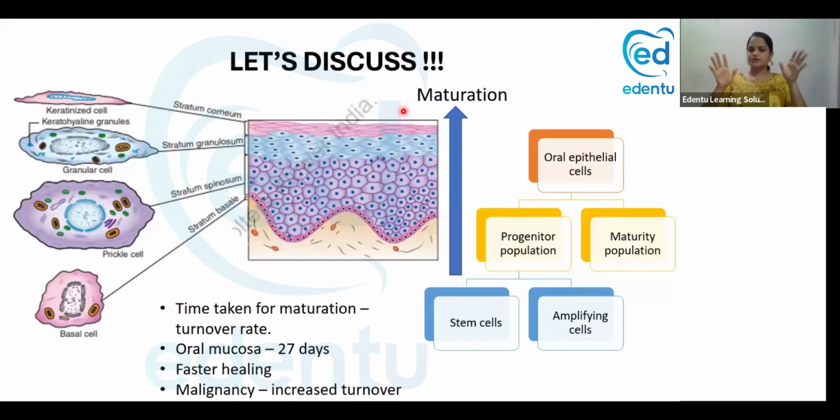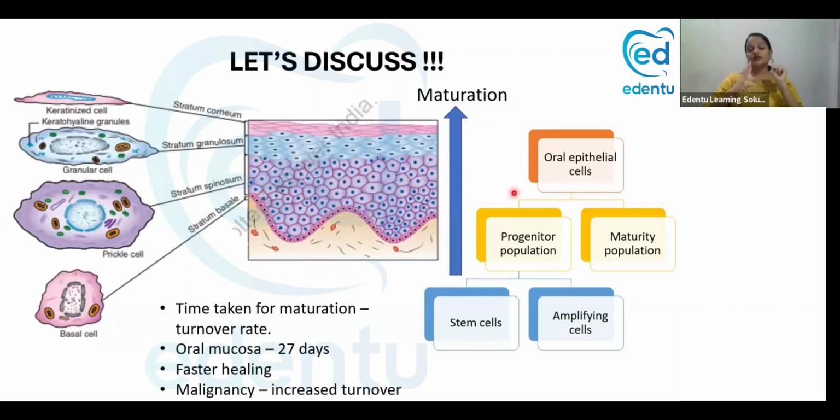The average turnover rate for the oral mucosa is usually 27 days, nearly 1 month. This turnover rate is very much increased in the oral mucosa when compared to the skin tissue. That's why when some trauma or injury happens in the skin, it takes more time to heal, whereas in the oral mucosa, it heals very fast. Because of this increased turnover rate, faster healing and less scarring happen in the oral mucosa, whereas it is very much less in the skin tissue.